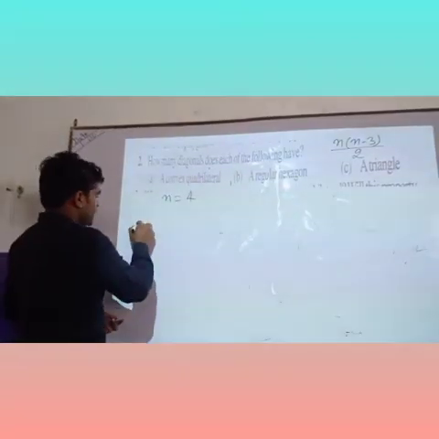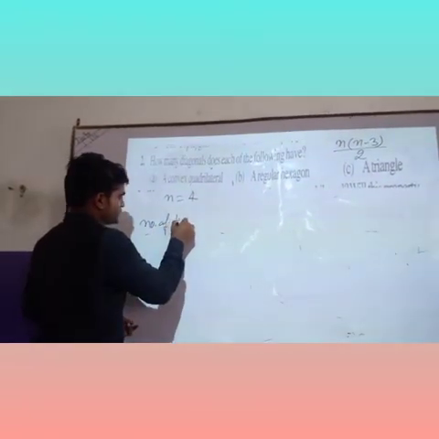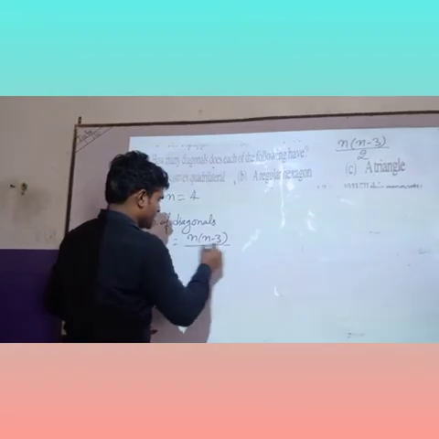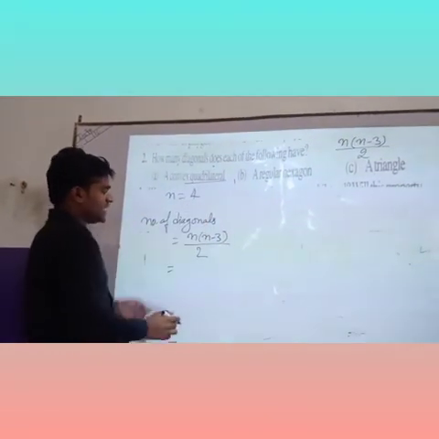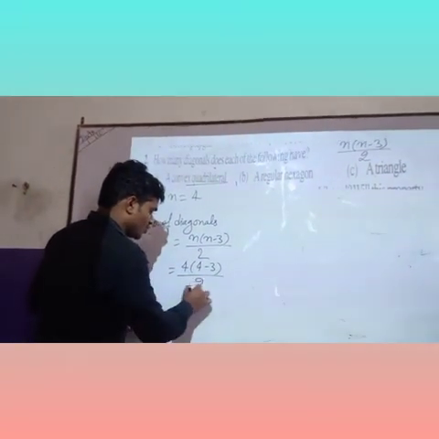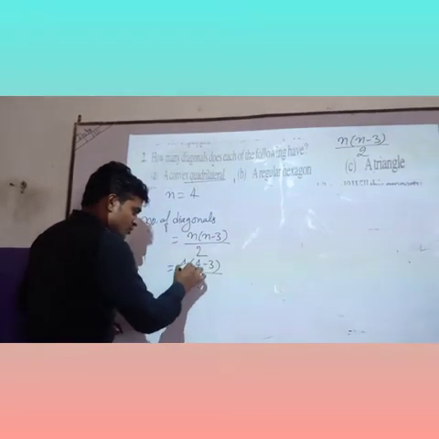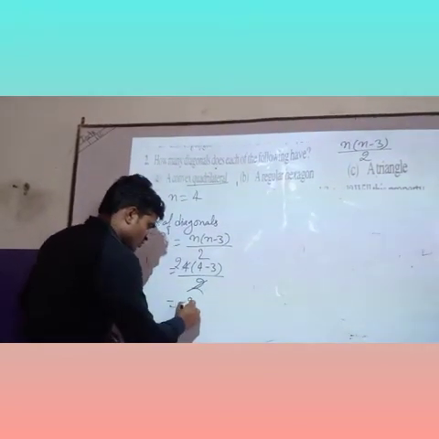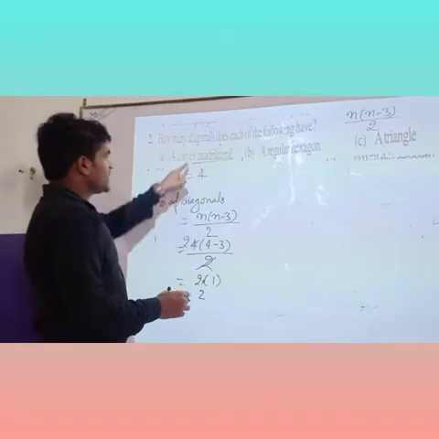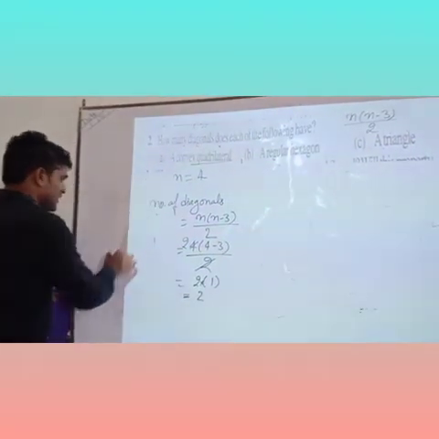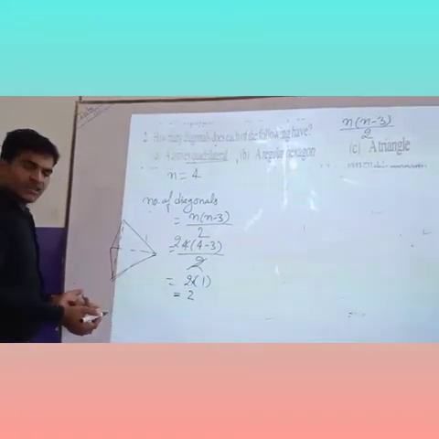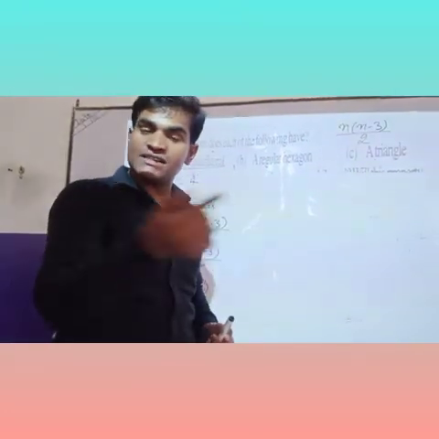So children, the number of diagonals formula is n into n minus 3 upon 2. A quadrilateral has 4 sides, so n is replaced by 4, and we get 4 into 4 minus 3 upon 2. 2 divides 4, it gives 2, and 4 minus 3 is 1. So this is 2. How many diagonals in a quadrilateral? 2. You can check. Draw any quadrilateral, and draw 1 diagonal and 2 diagonals. You can't draw more than 2 diagonals in a quadrilateral.